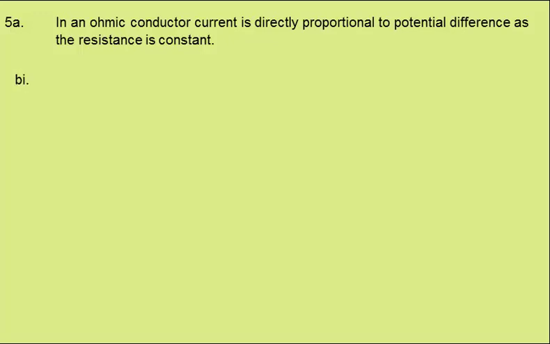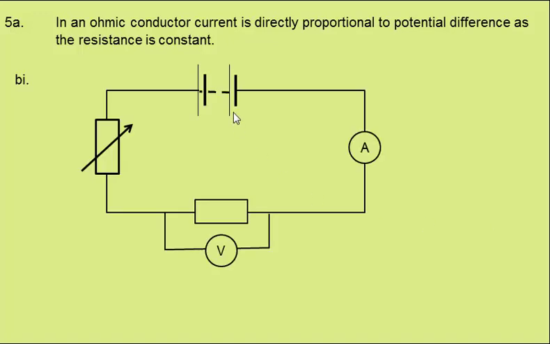In B part 1, we're to draw a suitable circuit diagram to determine whether a component is ohmic. We would need a power supply, we'd need some means of varying the voltage and therefore the current, we'd need a voltmeter across the component, and an ammeter in series with the component.